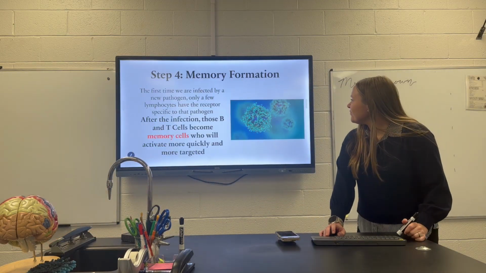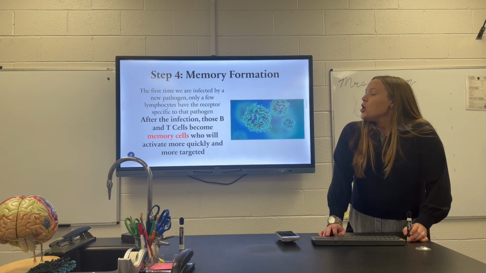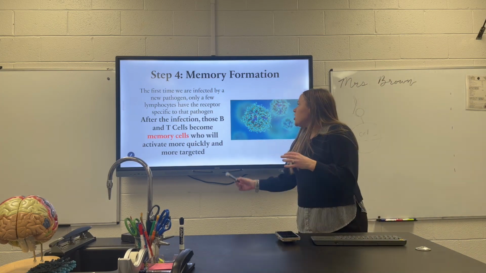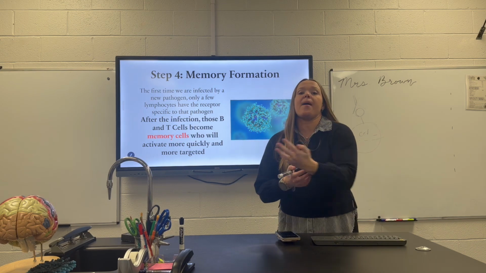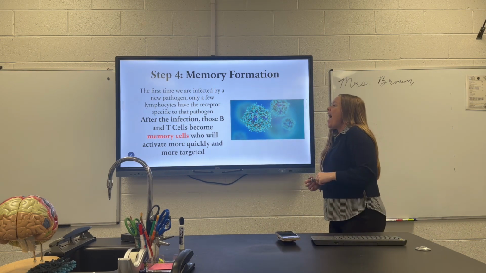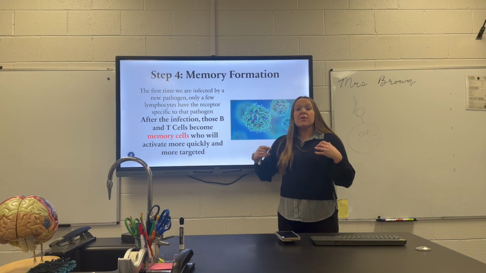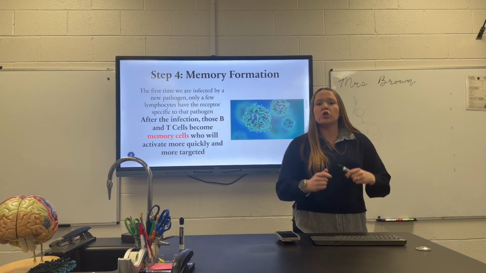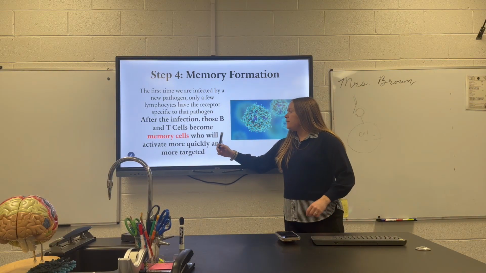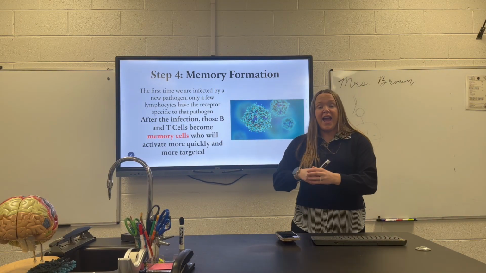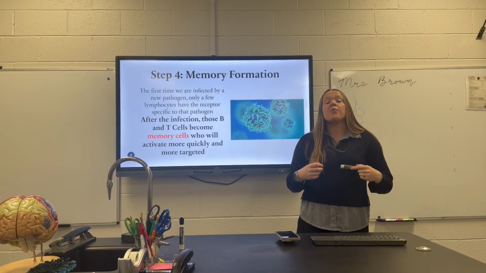Okay. So finally, step 4, memory formation. The first time we're infected with a new pathogen, only a few lymphocytes have the receptor specific to that pathogen. But after the infection, those B and T cells mature and they become something called memory cells. Now, memory cells will then activate more quickly and target a pathogen more quickly the next time we experience it.